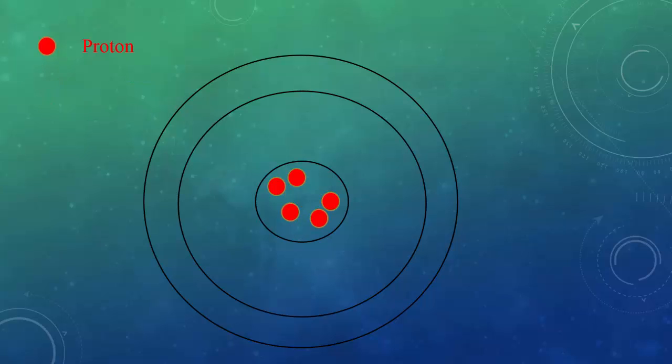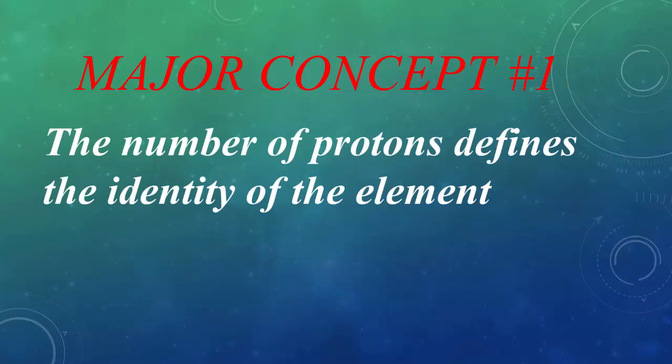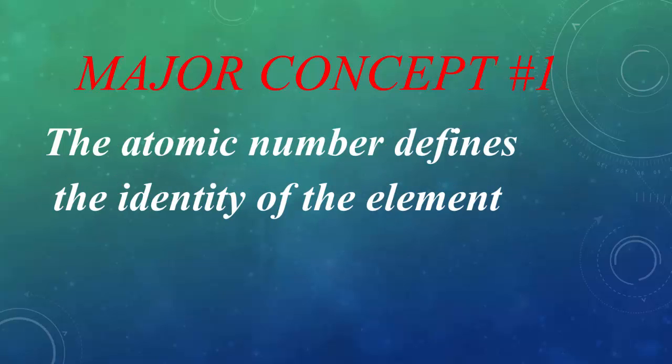The number of protons in the nucleus has a unique name, and it is called the atomic number. Here is a major concept. The number of protons in the nucleus defines the identity of the element. Each atom of any element will have the same number of protons. Another way of stating this, the atomic number defines the identity of the element. Atomic number equals protons equals element. The identity of the element does not depend upon neutrons or electrons.